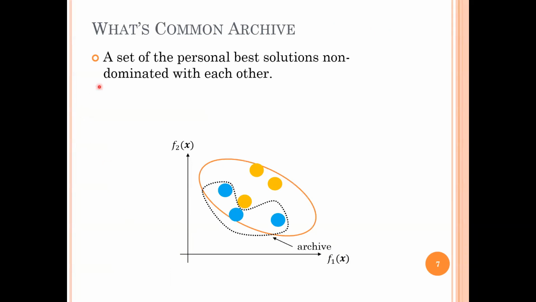This slide describes the definition of the common archive. The common archive is a set of the personal-best solutions non-dominated with each other. This figure shows the personal-best solutions of each particle. The orange circle shows the objective space. The light blue particles are non-dominated particles, which are stored in the archive.